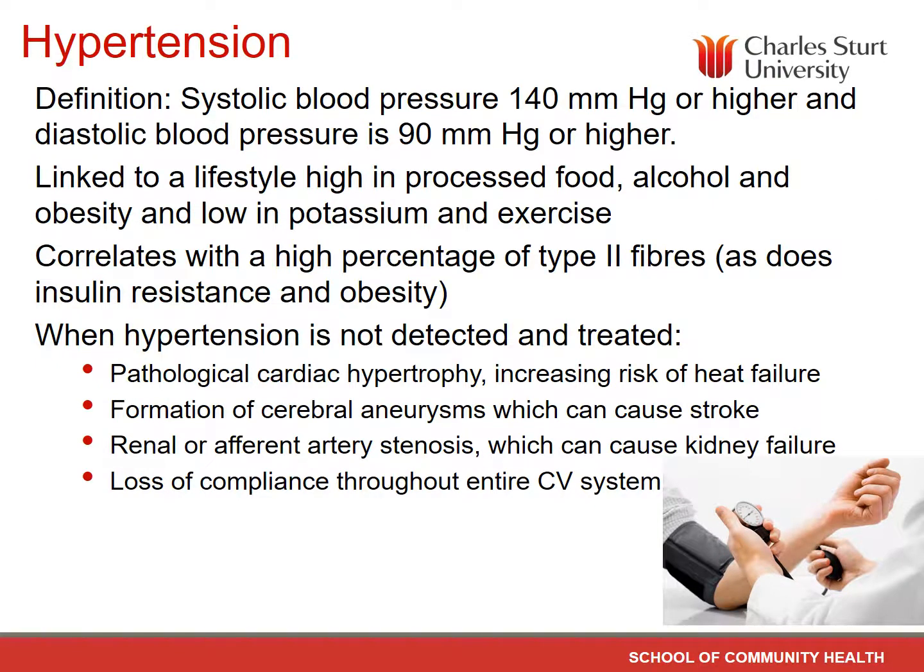So starting off with hypertension. Our textbook healthy or normal ranges for blood pressure are a systolic blood pressure of 120 mm of mercury over 80 mm of mercury for our diastolic blood pressure. So hypertension or high blood pressure is a systolic blood pressure of 140 and a diastolic of 90 or higher.